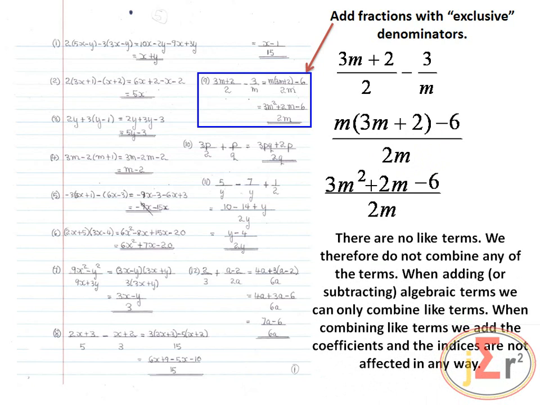When adding or subtracting algebraic terms, we can only combine like terms. When combining like terms, we add the coefficients and the indices are not affected. I have the space here, so I am just taking the opportunity to remind us, although we are not actually doing it, that when we add like terms, the indices are not affected, only the coefficients are combined.